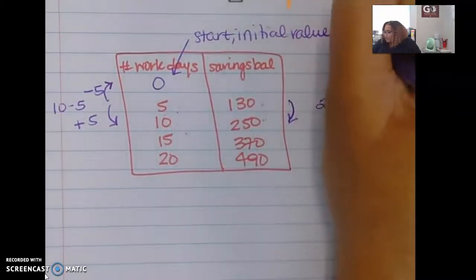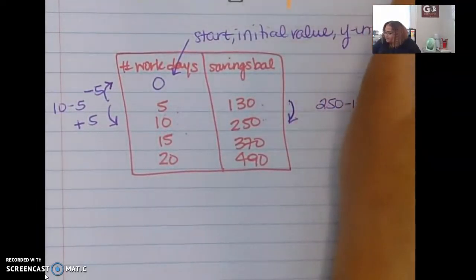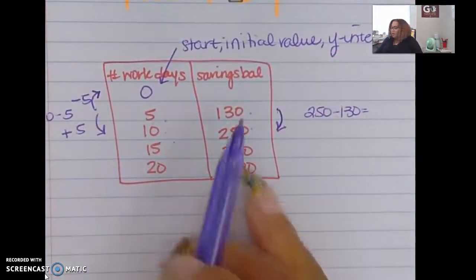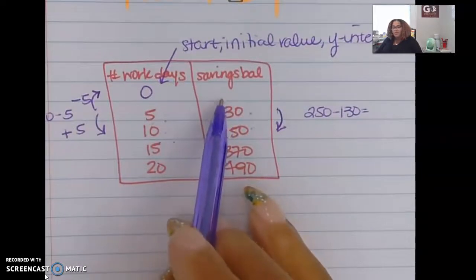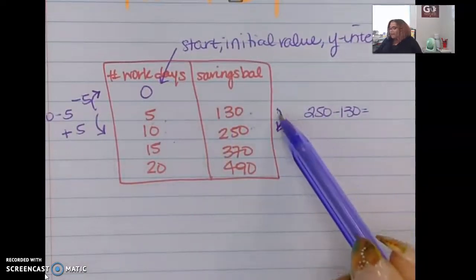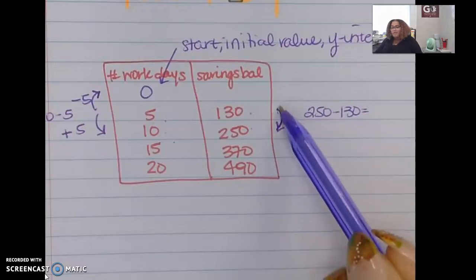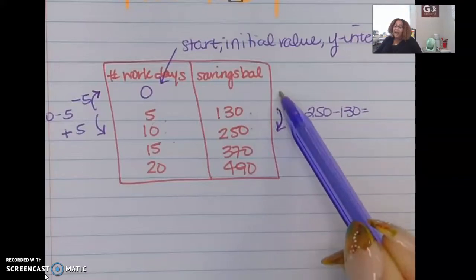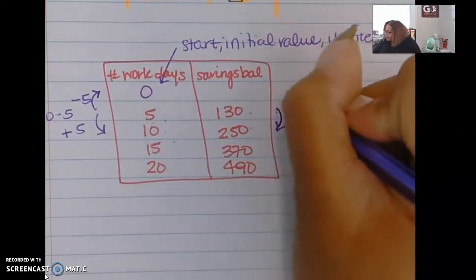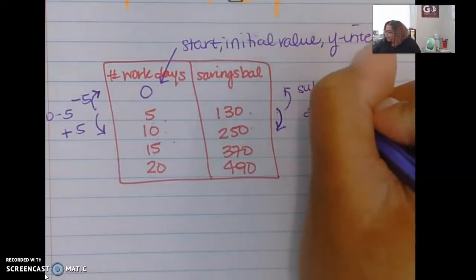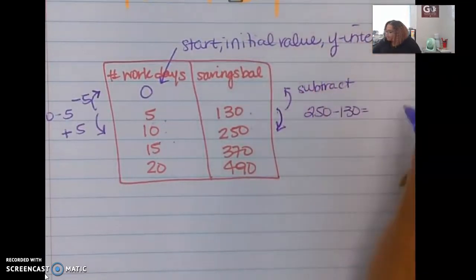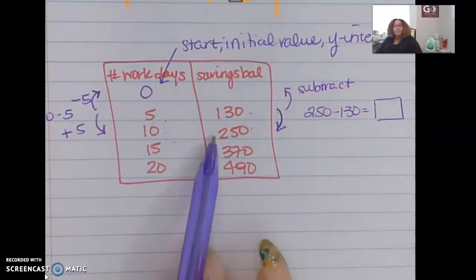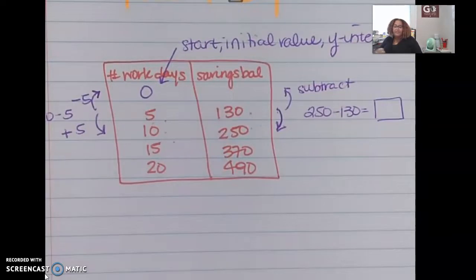This is also her y-intercept. Okay, it's where it crosses that y-axis. So what amount of money did she start with over here? Remember, I'm going to add a certain amount of money over here. So if I'm adding something to 130 to get to 250, I'm going to need to subtract going backwards. So going backwards, subtract whatever amount you get here. Then that will be the start of her savings account.